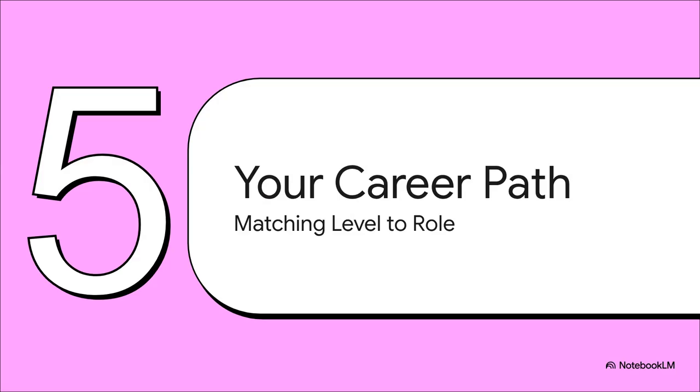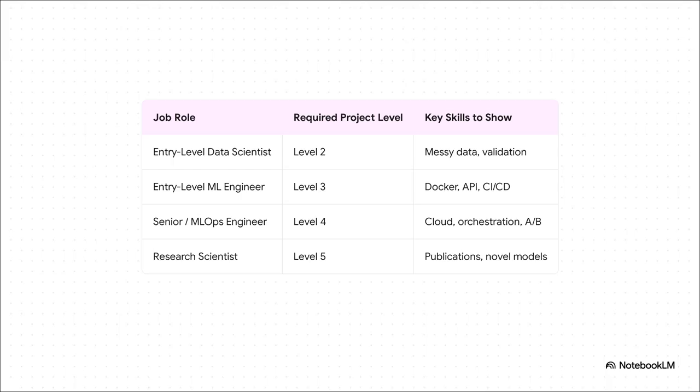Okay, so let's bring this all back down to earth. How does this actually map to your career? What level of project do you really need to get a job? Well, the honest answer is it totally depends on the job you want. This chart right here, this might be the most important takeaway of the whole explainer. If you're going for an entry-level data scientist job, you have to be able to show solid level 2 projects. You need to prove you can handle messy data and see a project through from beginning to end.